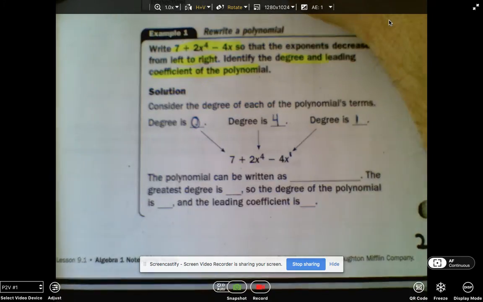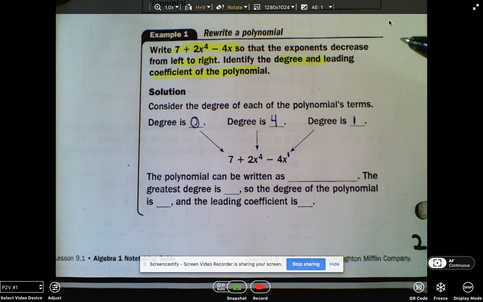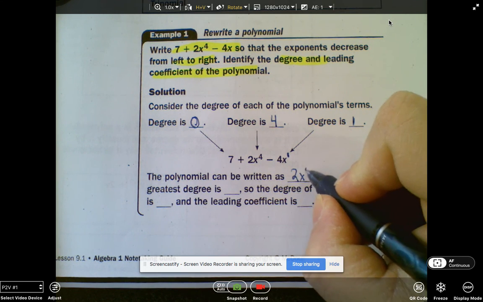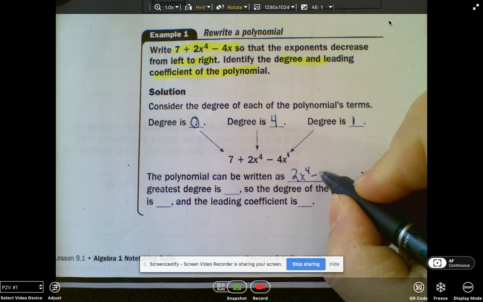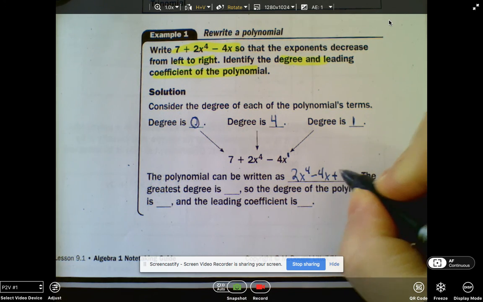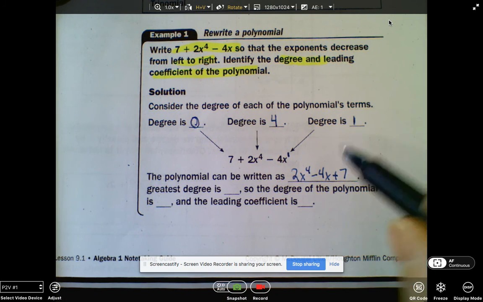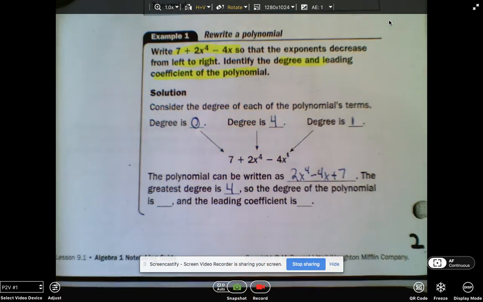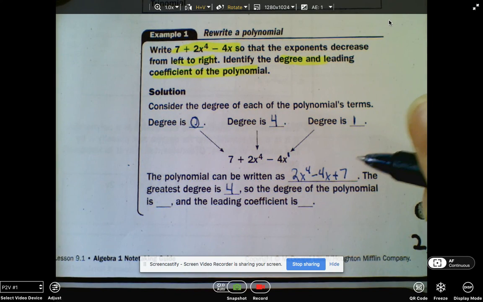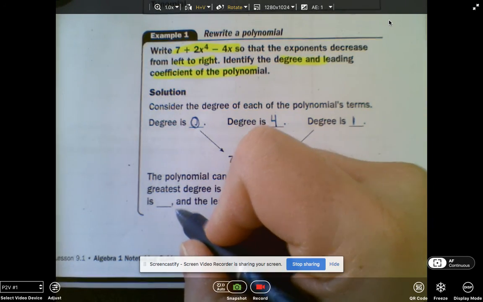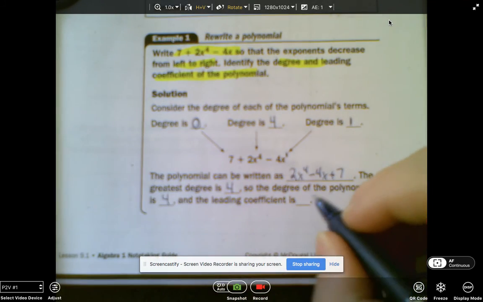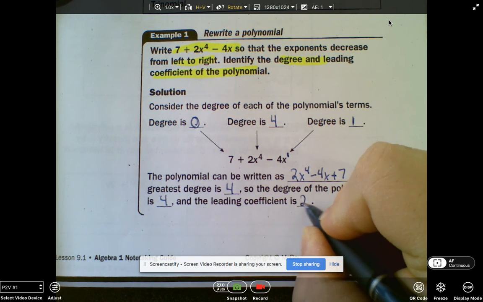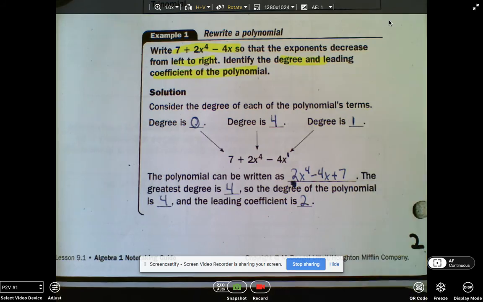So we can rewrite this in order from basically largest degree to smallest degree as 2x to the fourth minus 4x plus the 7. So as far as the terms are considered, the greatest degree is 4. So the degree of the polynomial is 4. And the leading coefficient is, of course, 2. I guess they just want the coefficient there, which is 2.